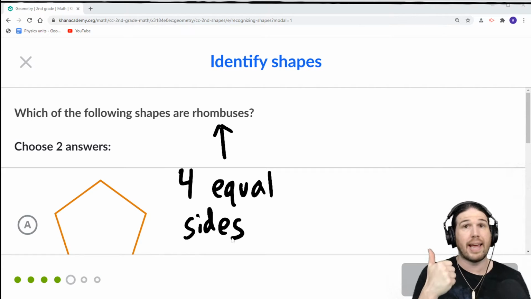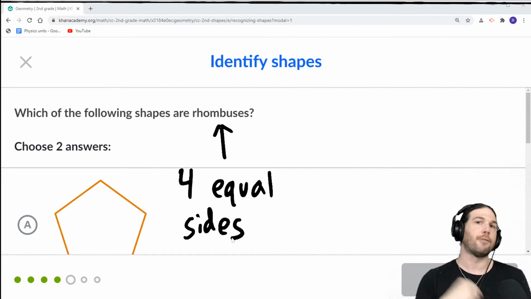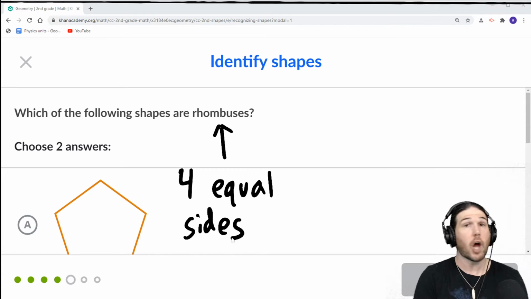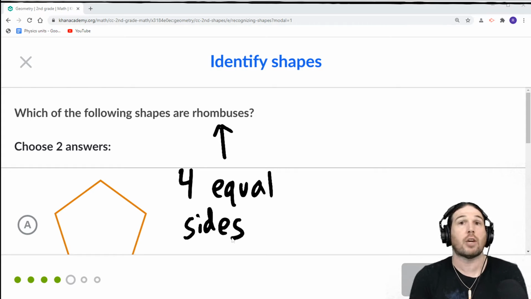It has four right angles and it has four equal sides. A rhombus does not have to have right angles like a rectangle does. And a rectangle does not have to have equal sides like a rhombus does. But when you have both together, you make a square.